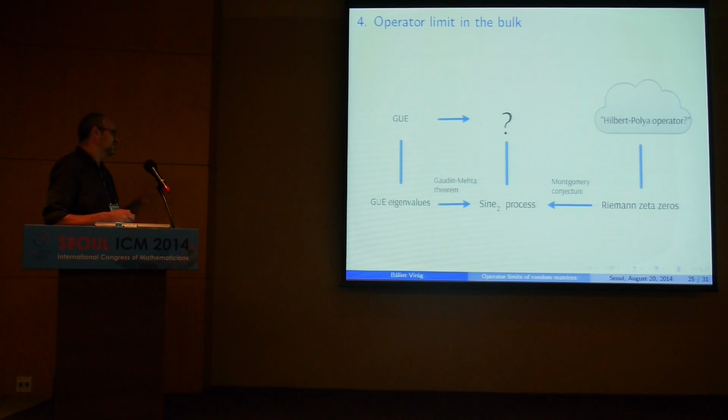If you just think about it in terms of number theory, so what should be true? The Riemann zeta function's zeros, by the Montgomery conjecture, should converge to some process, which is this limit of the GOE eigenvalues. This is a theorem that there is some translation invariant process called the sine-2 process, where the Riemann zeta zeros should converge. This is the Gaudin-Mehta theorem.